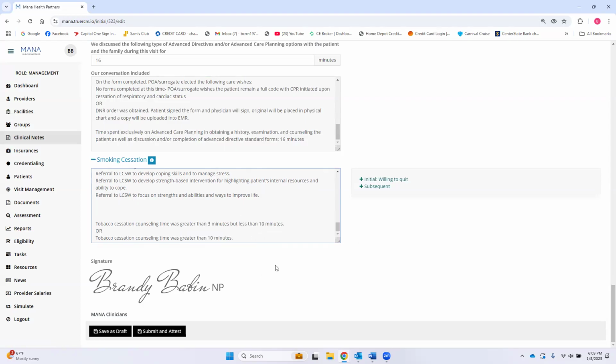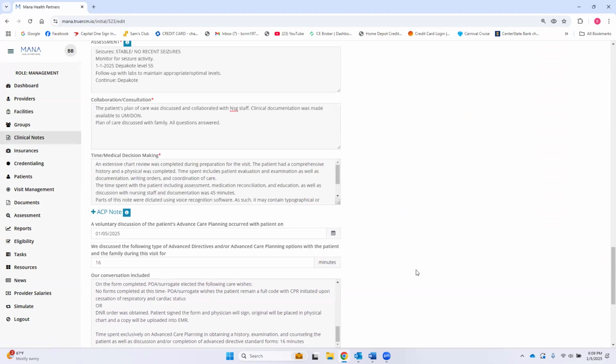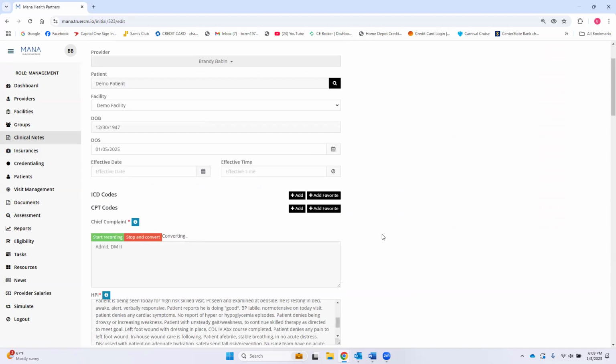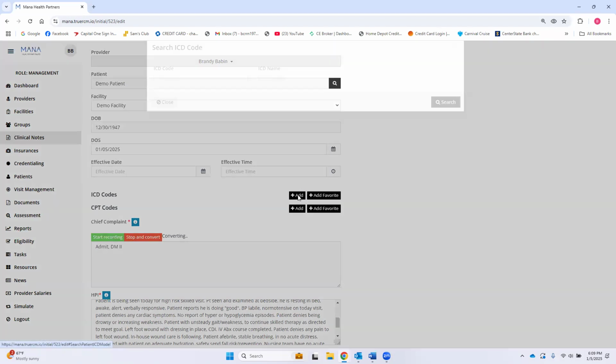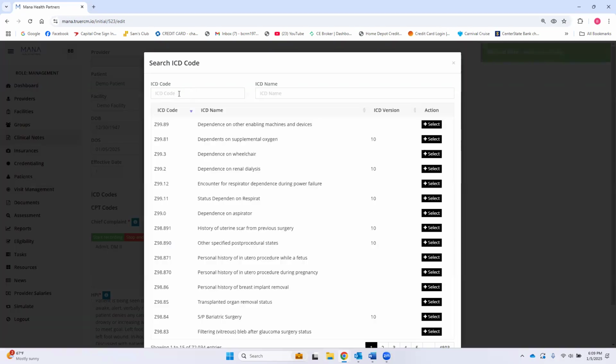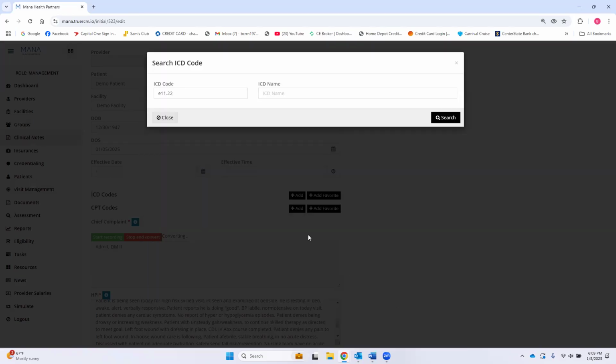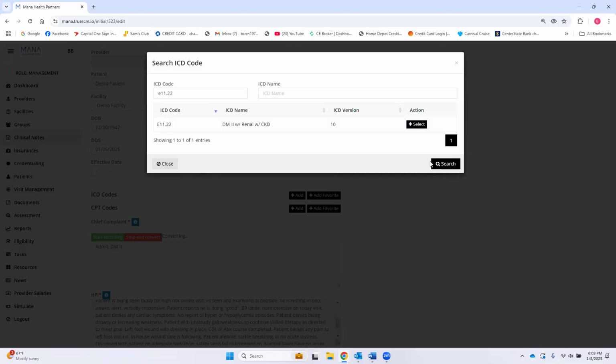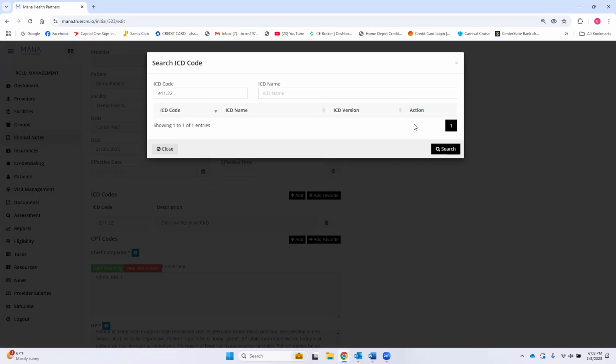So now that you've completed your entire progress note, you're going to scroll back up to the top and you're going to work on your ICD-10 codes. And so for this patient that has diabetes, we're going to select E11.22. Let's say that they have diabetes with chronic kidney disease. So we're going to select this, and then we're going to move on to the next one.